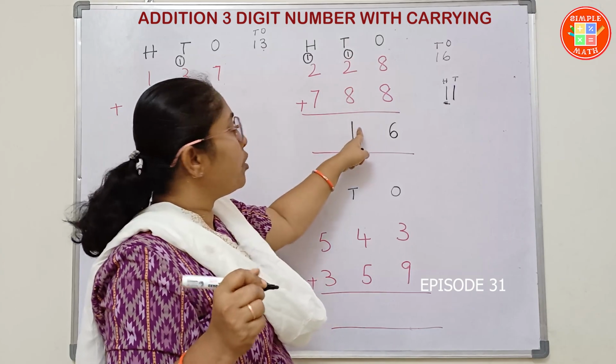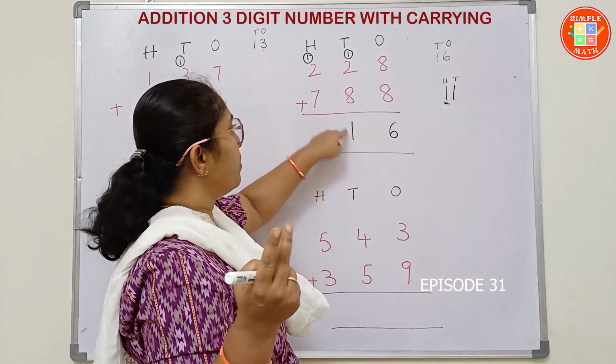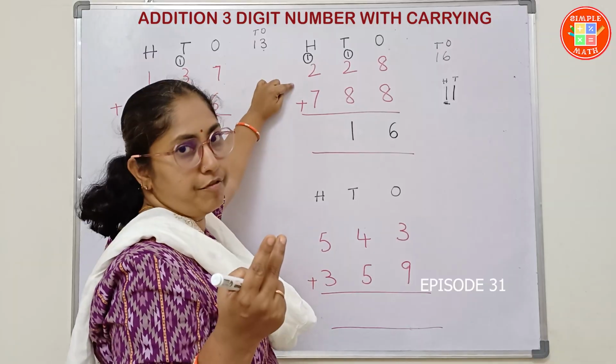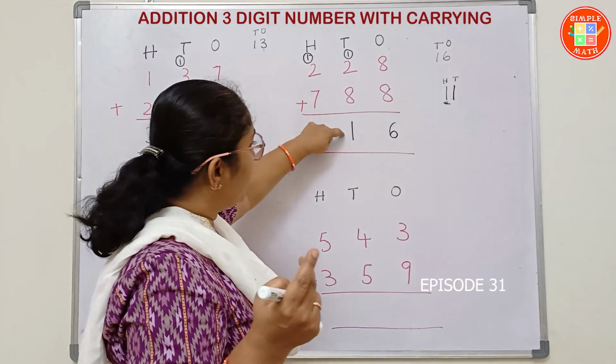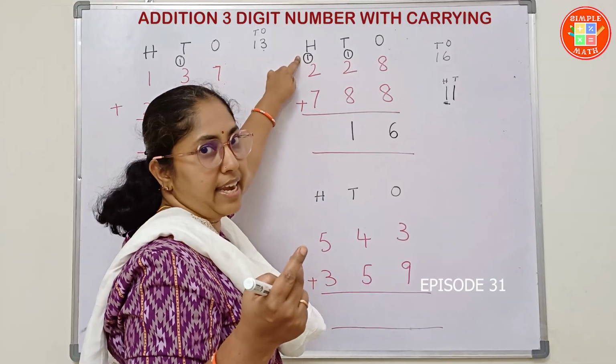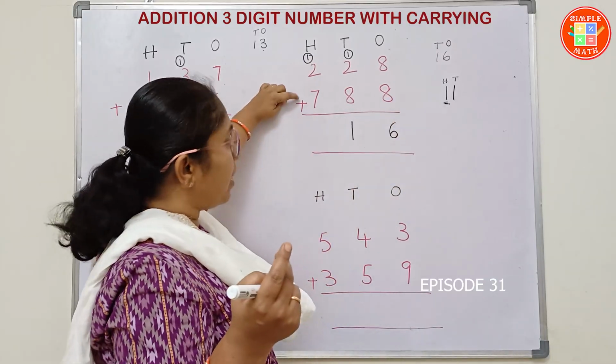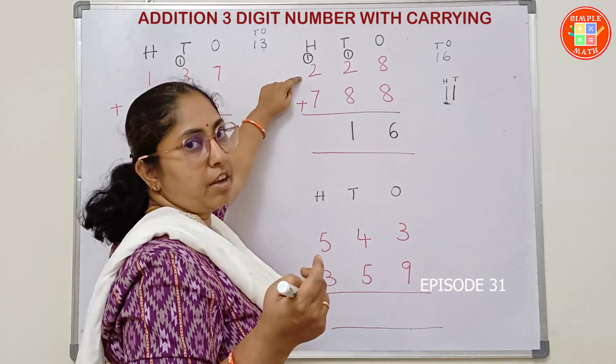Now in the tens column also you got a 2-digit number. But here also you can't write a 2-digit number because you have a hundreds column. Here we have a few more numbers to be added. So we take this tens column number to the hundreds column as carrying. That is 1 and 1 as carrying here. Now start adding here.